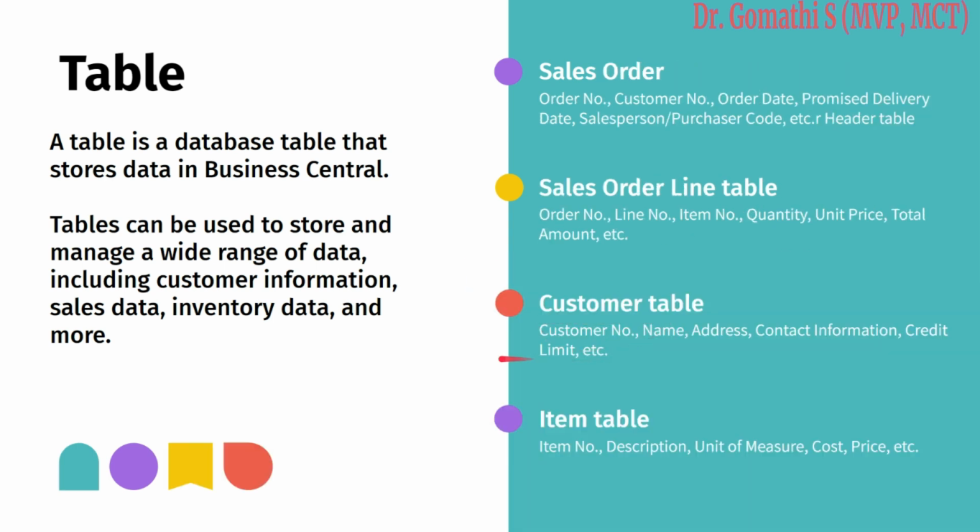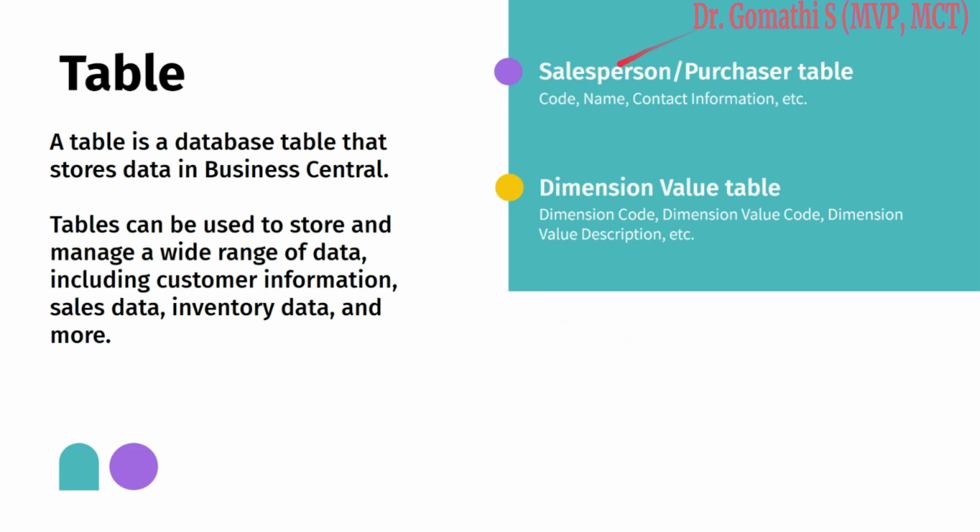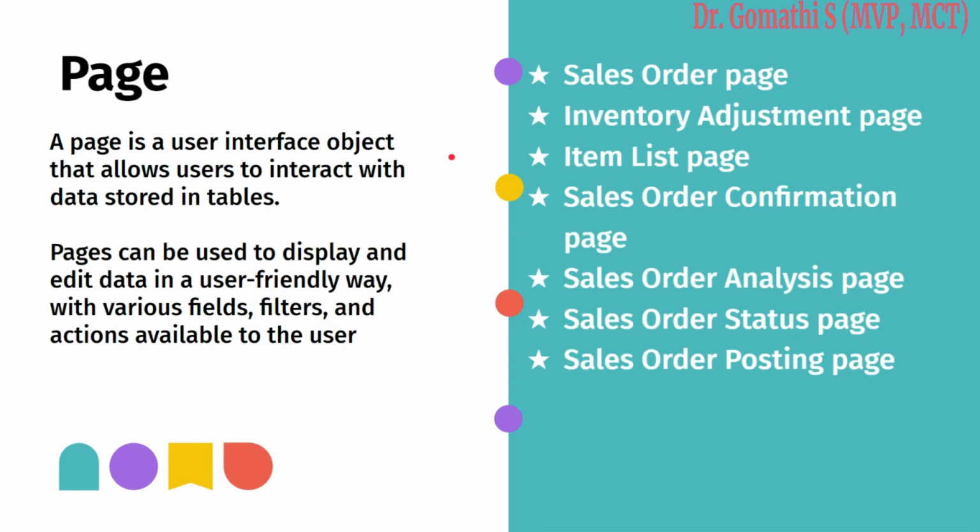Customer table, these are the fields. Item table, these are the fields. And salesperson or purchaser table: code, name, contact information, dimension, value table. So these are all the fields which you can add for the table.